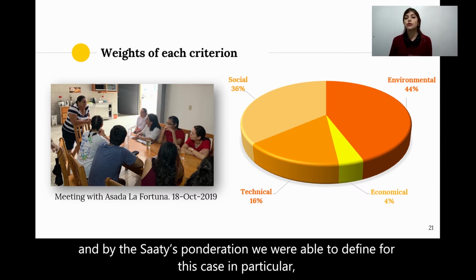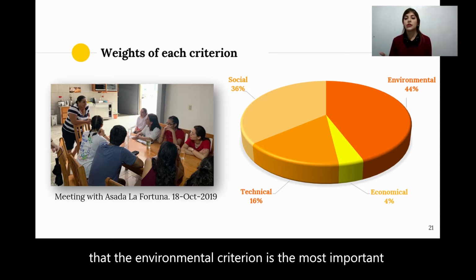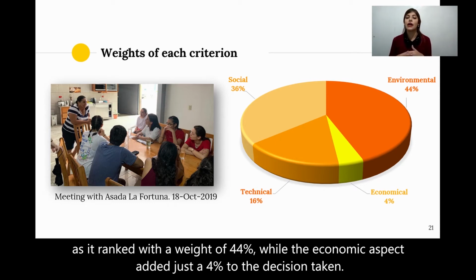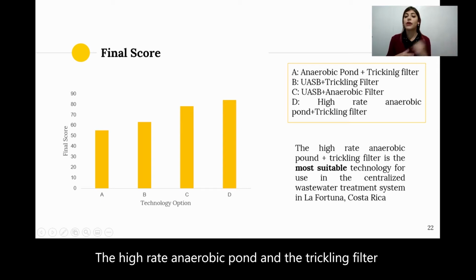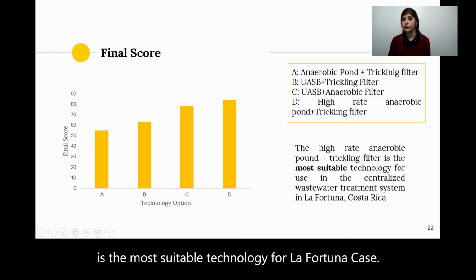And by the SATIS ponderation, we were able to define, for this case in particular, that the environmental criterion is the most important as it ranked with a weight of 44%, while the economical aspect added just 4% to the decision taken. After applying the mathematical model, it became clear that option D had the best results. The high rate anaerobic pond and the trickling filter is the most suitable technology for the La Fortuna case.